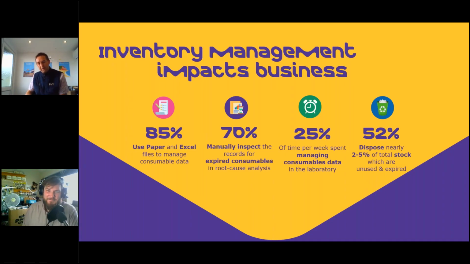Some other surprising numbers that came out from our surveying was the fact that there was still 70% looking for expired consumables that was done on manual inspection, and people talked about certain days in the month or certain points in the year that are blocked out as the inventory check or inventory update week, things like this.